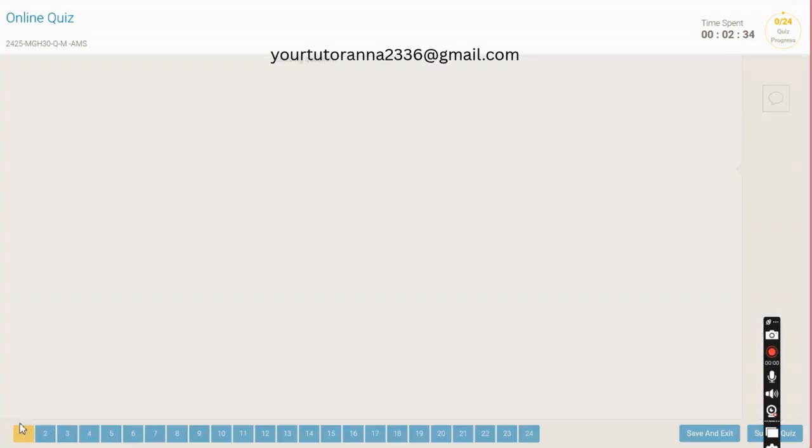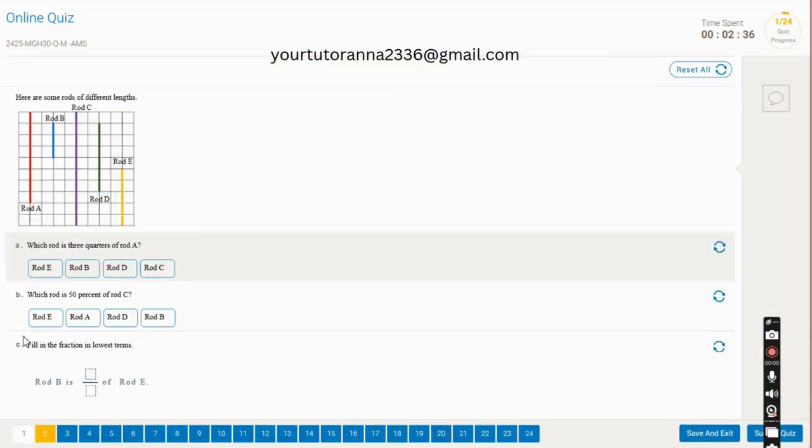The next one here: which rod is 3/4 of rod A? So again, "of" means multiplication. We can say x or box. "Of" means multiplied. So they're saying which rod is 3/4 of rod A? So 3/4 times rod A.